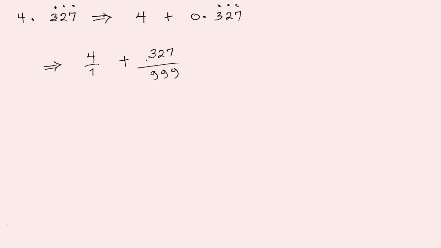Now we can reduce this to a lower term. If we divide this by 3, that's 109 over 333. So what we have is 4 and 109 over 333. And to make this an improper fraction, that will be 333 multiplied by 4 plus 109.